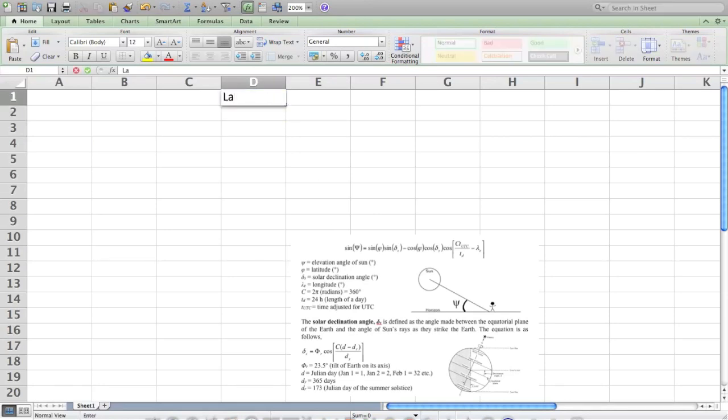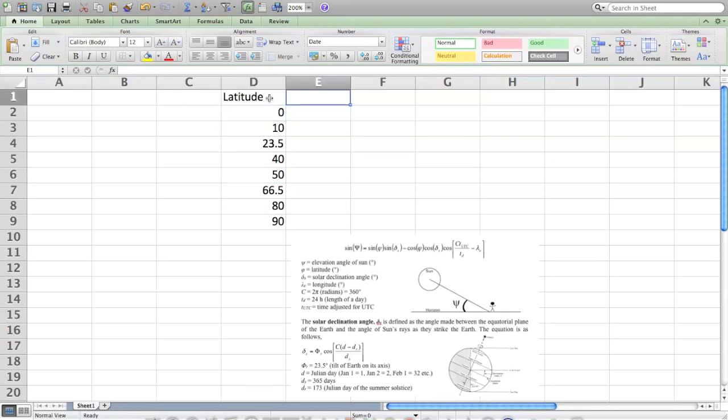So let's just go ahead and create a cell called latitude. It's going to start with the equator, then move to 10 degrees, then to 23.5 degrees. From there, we're going to jump up to 40 degrees, 50, 66.5, 80 degrees, and finally 90. And the days we're going to do these calculations for are January 29th, 2012, and also June 21st, 2012.